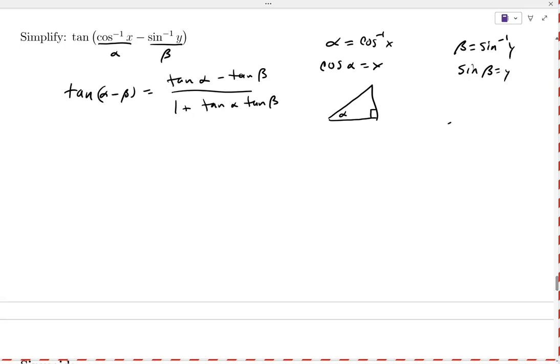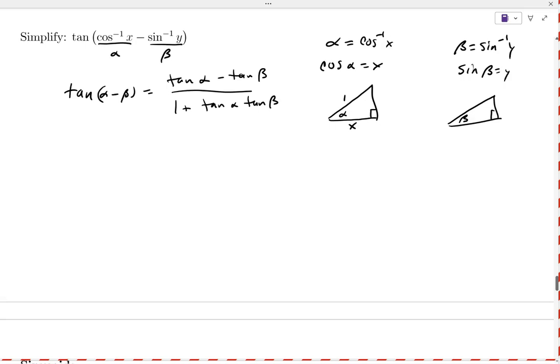And then again, we created right triangles to help, because notice that in what we're trying to simplify, over here, we want tangent of alpha and tangent of beta. So if I can use the right triangle here, I should be able to read those off the triangle. We did that before. So we have cosine of alpha is equal to x. So what sides can we label? Adjacent and hypotenuse. Okay, and the adjacent will be x and the hypotenuse will be 1.